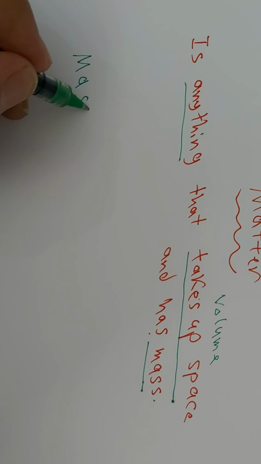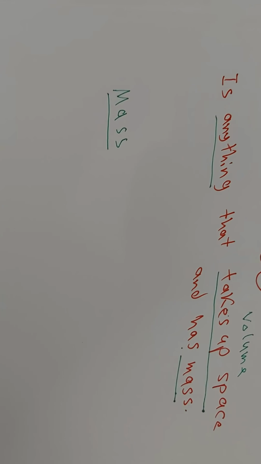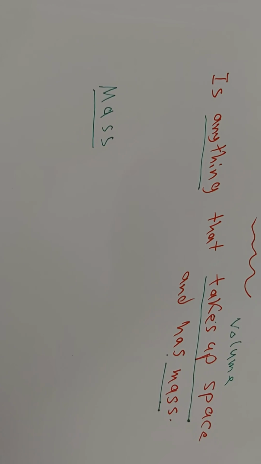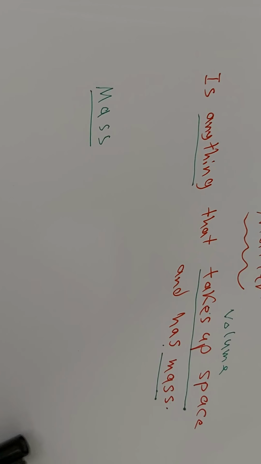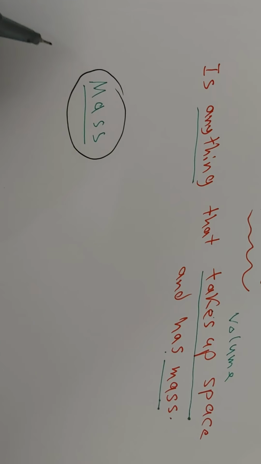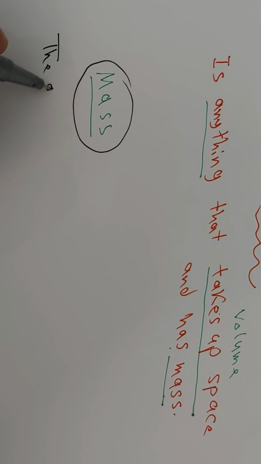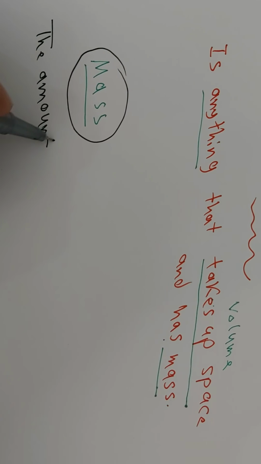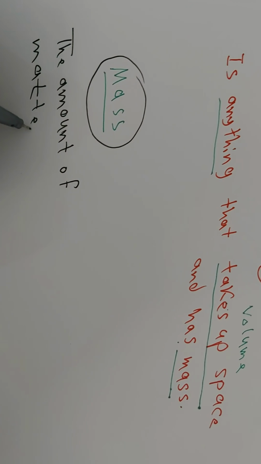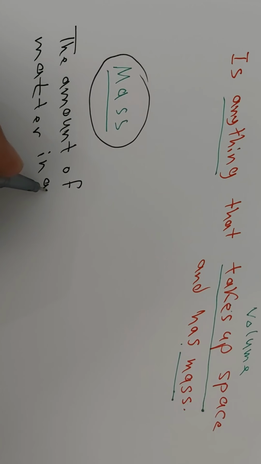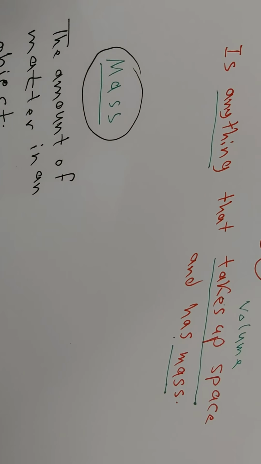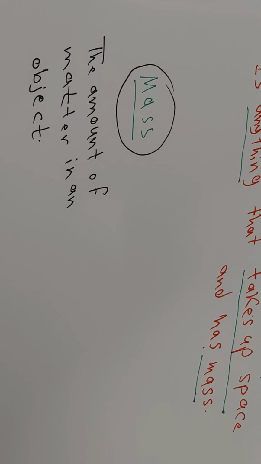What is mass and what is volume? The mass of an object is 2 kilograms. The mass of this object is 10 grams, like this. So the amount of matter in an object, we call it mass. Again, mass is the amount of matter in an object.